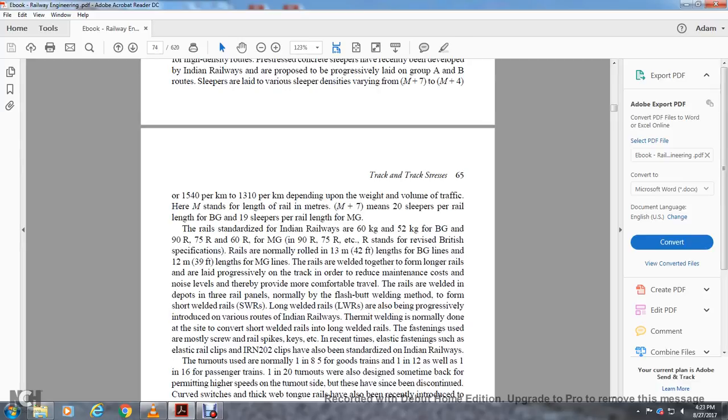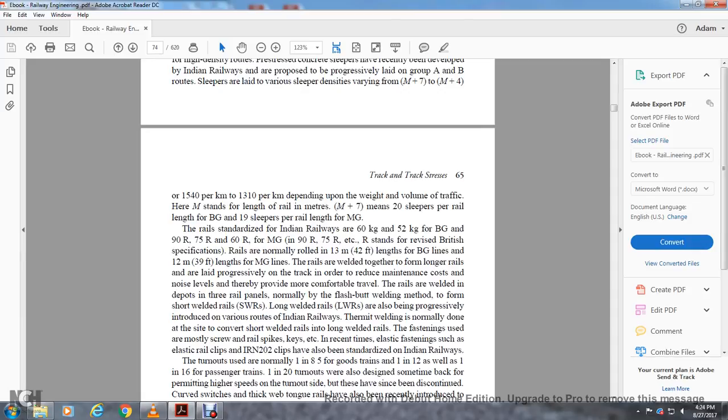R stands for Revised British Specification rails, normally rolled in 13 meter length for broad gauge and 12 meter length for meter gauge. The rails are welded together into longer rails to progressively reduce maintenance costs and noise levels, and they provide more comfortable travel.